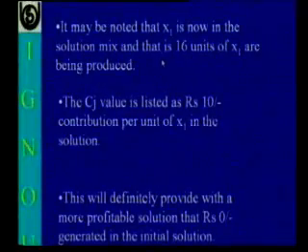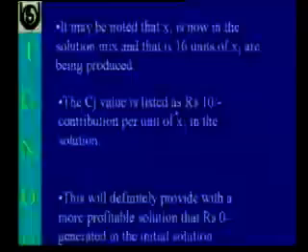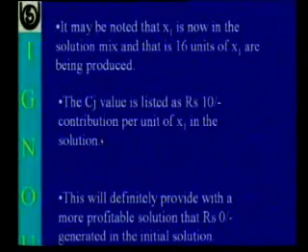It may be noted that x1 is now in the solution mix, and that is, 16 units of x1 are being produced. The CZ value is listed as 10, the contribution per unit of x1 in the solution. This will definitely provide a more profitable solution than the 0 generated in the initial one.